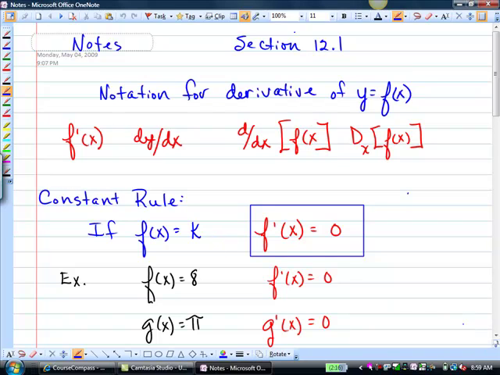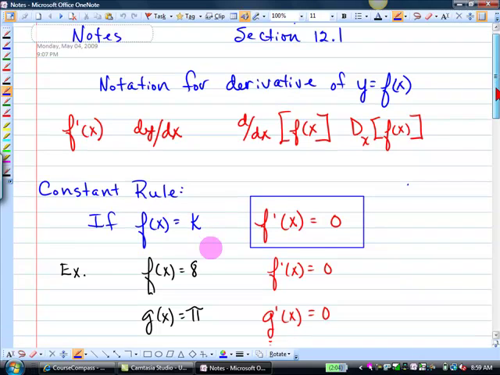On the first line, notation for derivatives. So you're going to see different ways in that first line of red. f prime of x, that means derivative. dy dx. You might see the last two if you were looking in the book. I don't usually write them that way. I tend to write f prime of x or dy dx. So just to let you know, those are the ways that you might see derivatives.